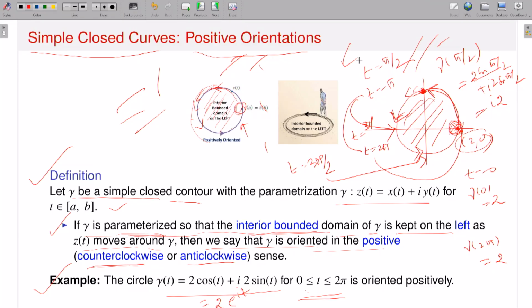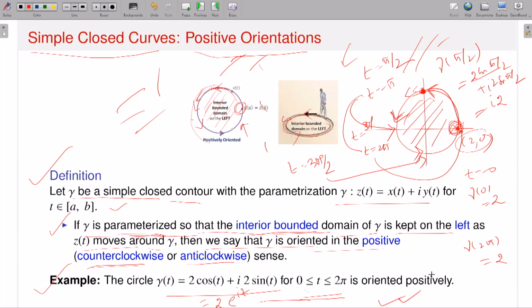So I draw a picture. Suppose this is my curve, a simple closed curve, and suppose I have given this kind of orientation. Now if I move along my curve in such a way that the interior bounded domain is always on the left hand side and the exterior unbounded domain on the right hand side, then I say that orientation is called positive orientation. Of course, if it is in the opposite direction, I will say that this is the negative orientation.